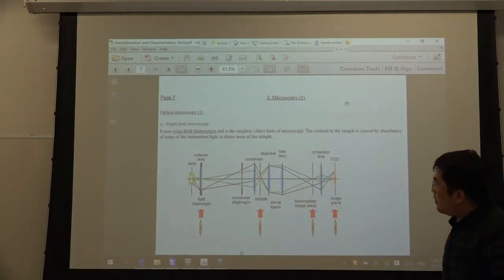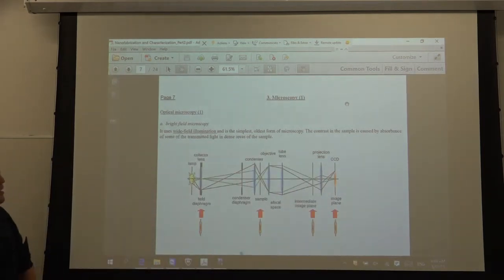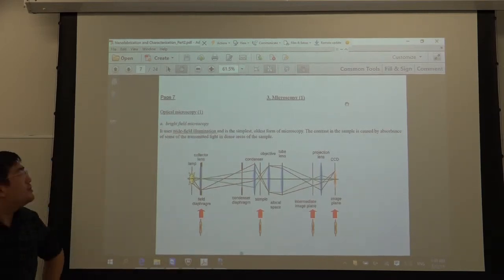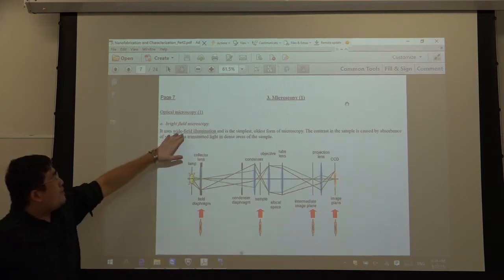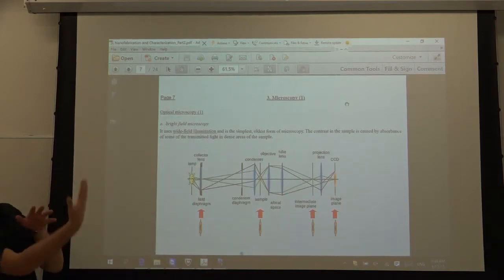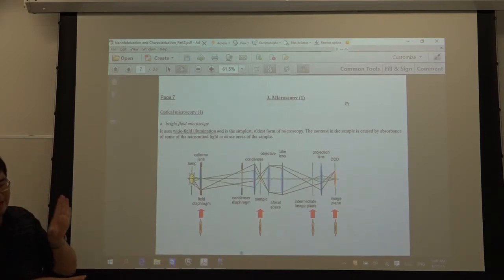Optical microscopy is a very important technique. I think everyone should know that, so I will just introduce a basic concept. One is called bright field microscopy. What is the meaning of bright field? It has wide field illumination, which means the whole sample is illuminated by the light.